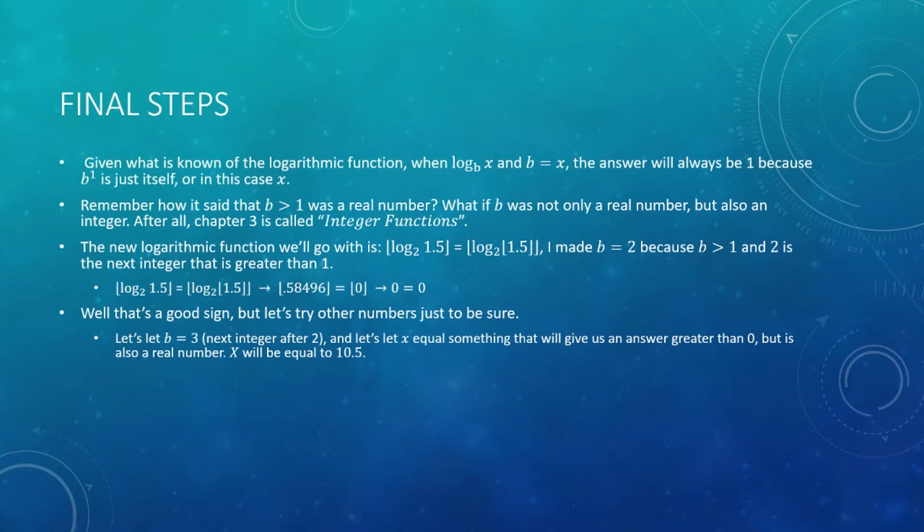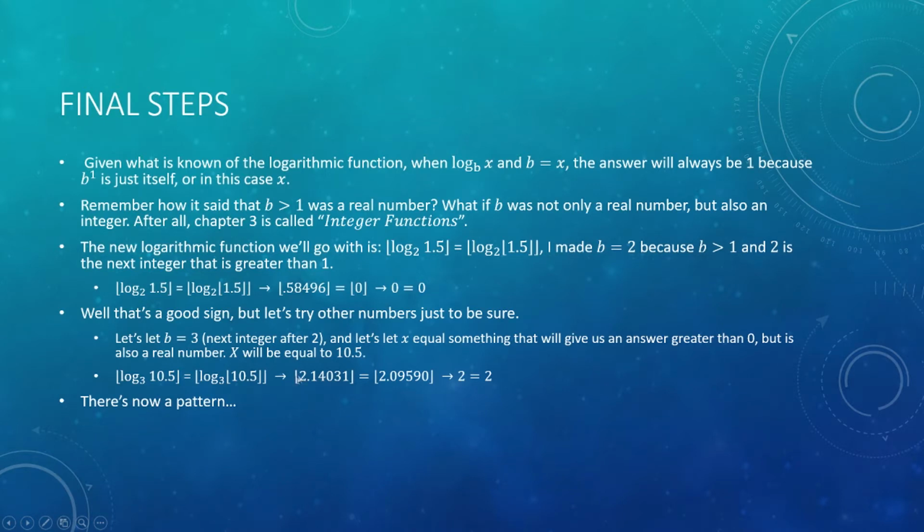So we're going to let b equal 3, because that's obviously the next integer after 2. And we're going to let x equal something that will give us an answer greater than 0, because I just don't like working with zeros. But we're also going to keep it a real number, preferably a decimal. So what we're going to do is make x equal to 10.5, because that's an ugly number, but it's also going to give us something that's not 0. So floor of log base 3 of 10.5 equal to this on the right-hand side.